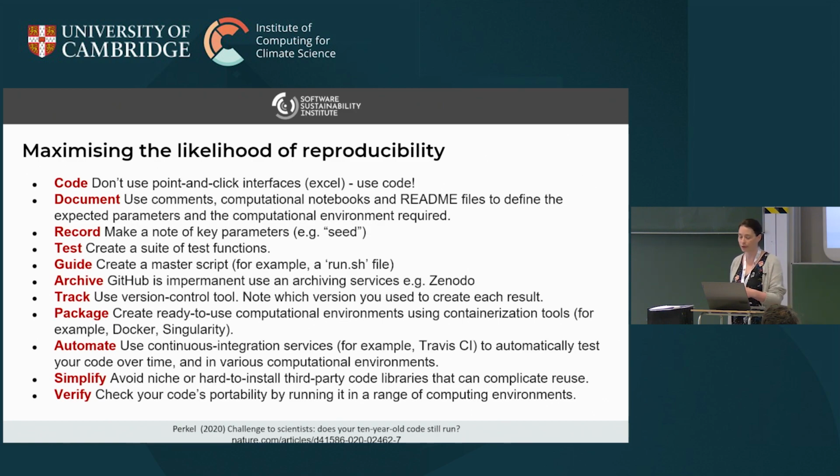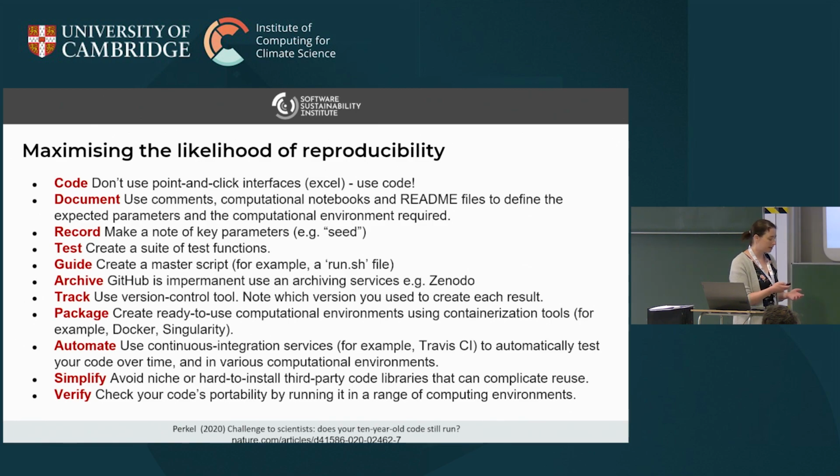Track version control. I'm sure everyone in this room uses version control. So note which version you use to create each result. This is going back to the people that shared their code but couldn't remember which version they'd actually done their paper with. You need to be able to provide that information. Package: this is your containerized tools, which I'm working on, I'm learning about. Automation: using continuous integration services to automatically test your code over time.